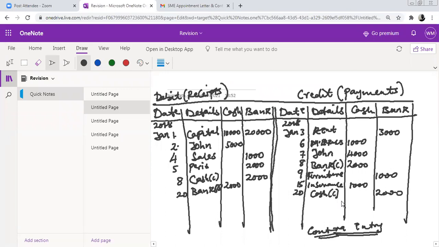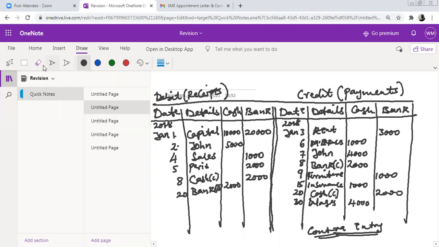Like that, contra entry. And lastly, paid wages in cash. That is a payment that is on 30th. You just come here and do the record: wages of 4,000 cash. So you put it in the cash column. And that is how you are supposed to prepare your 2-column cash book. It is a 2-column cash book because each side we have got 2 columns. That is the cash and the bank transaction.